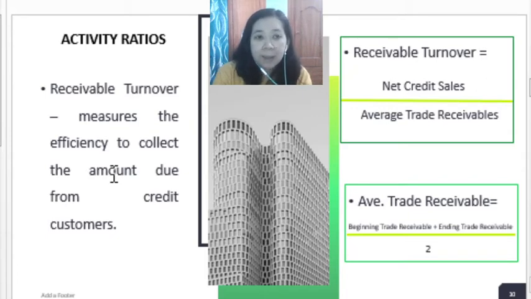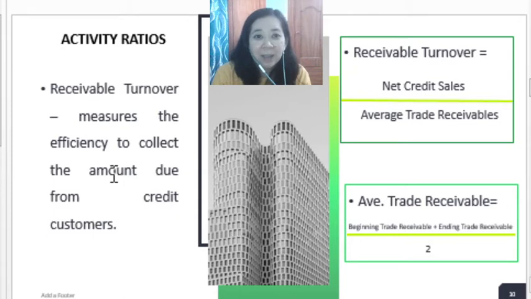You already know that a certain entity allows customers to pay their orders or purchases after a certain period of time. This is of course to stimulate or to increase the sales. Because if you are the customer, it is beneficial and an advantage for you if you will be given a credit period, right? Because you have the time to make use of your current cash for other purposes.